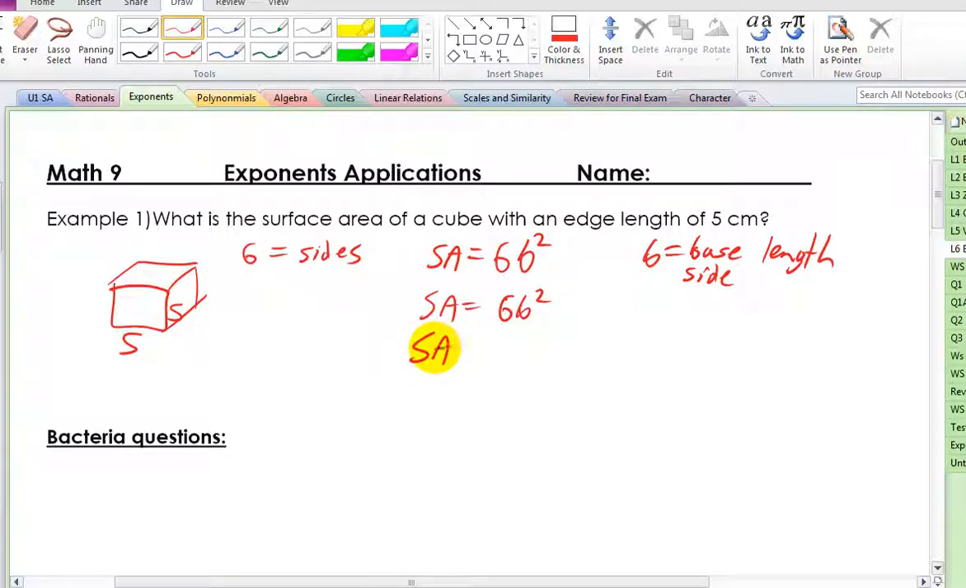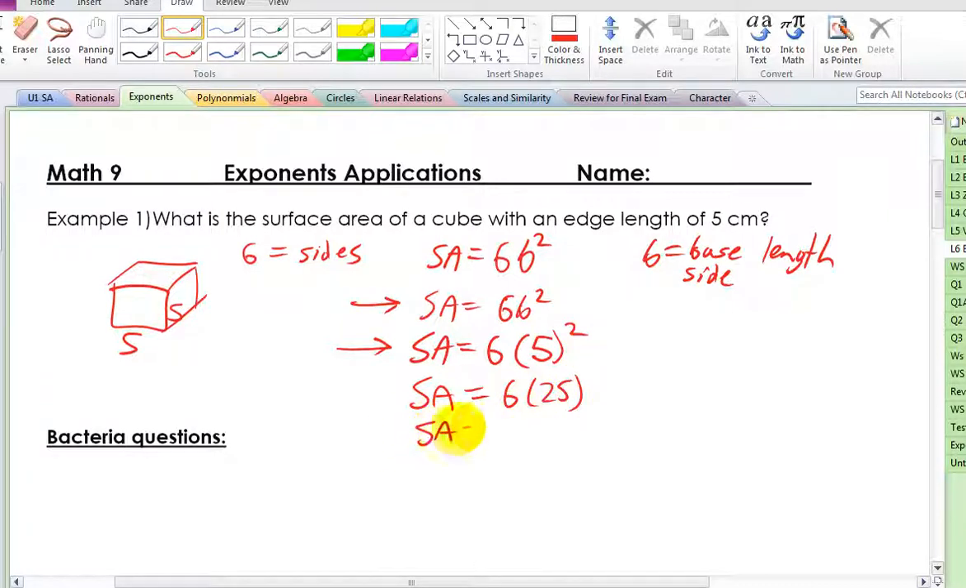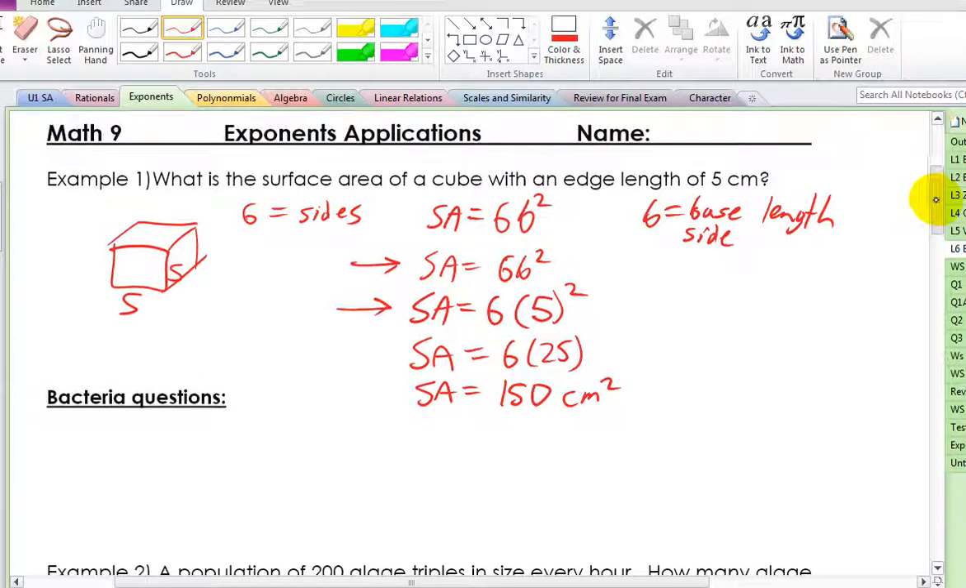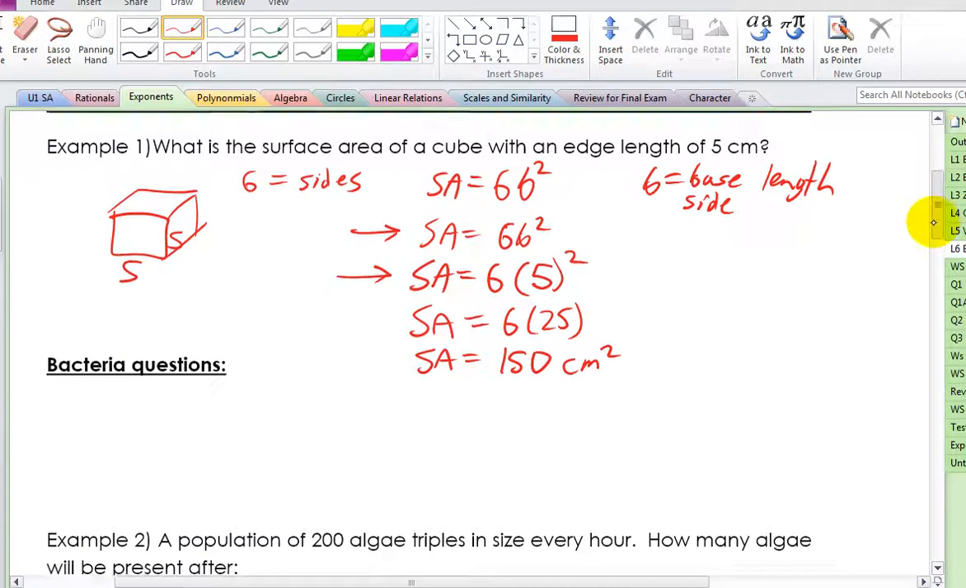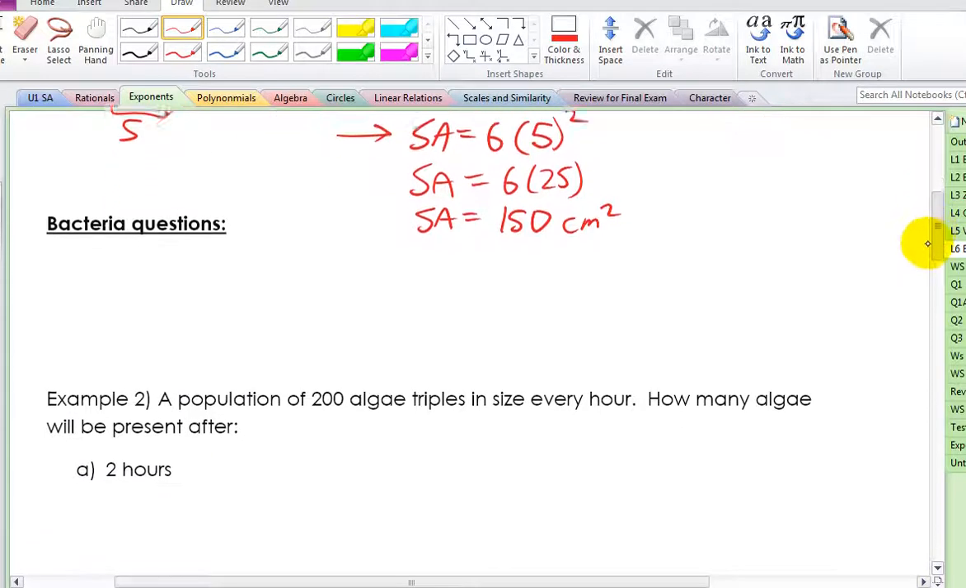So substitute into your formula. A lot of the stuff will be formula, then substitute. So 6 times 5 squared, and then solve. Okay, so it'll be 6 times 25, showing you some BEDMAS. Final answer, 150. And that will be centimeters squared. Okay, so surface area, I want to see surface area using the exponents. Any questions? Okay, you've seen that one before.